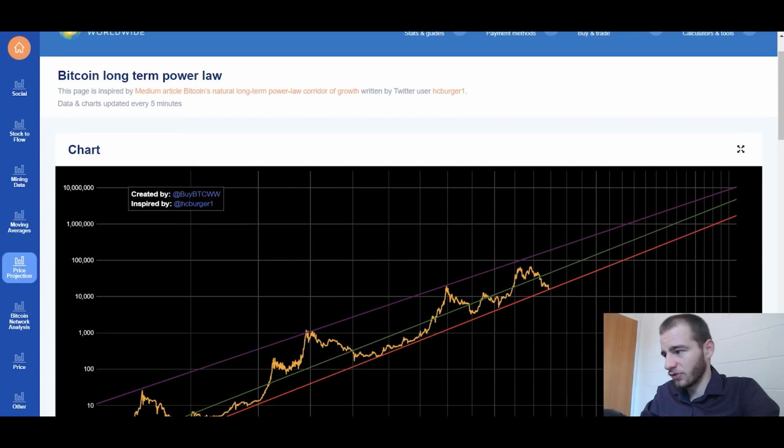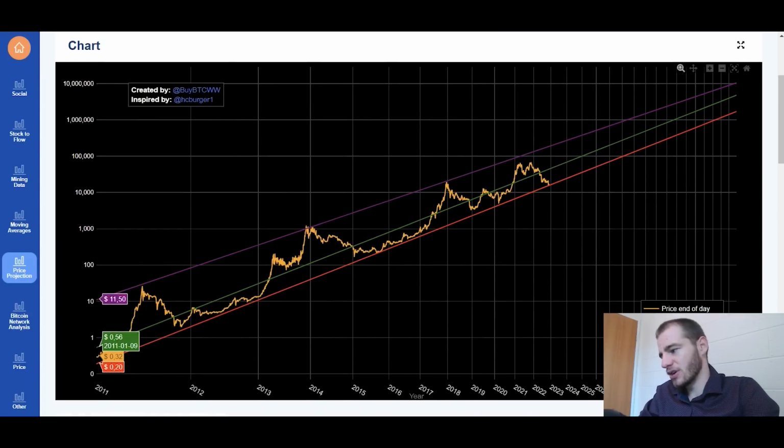The other chart is the long-term power law, which is 3 vertical, non-parallel, rapidly converging lines on Bitcoin on the logarithmic scale. As you can see, we're testing the low on that.